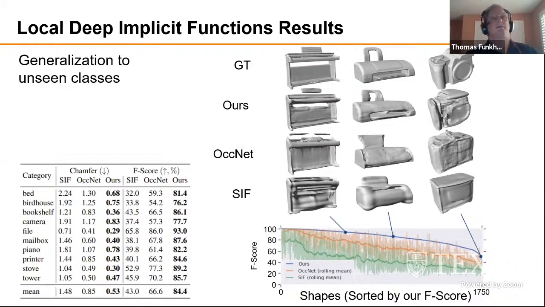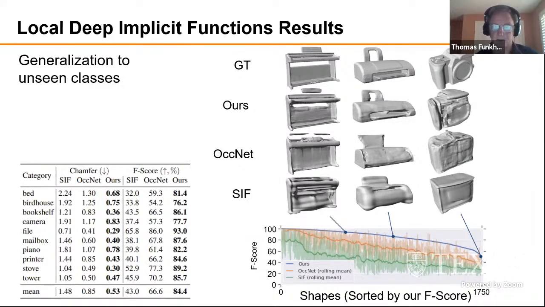One of the advantages of learning functions that are on local regions of shape is that it's possible to generalize to unseen classes. The deep network only has to reproduce the local shape within one Gaussian. And since local shapes are reused across many different object classes, it's more plausible that you'll get generalization to other object categories. So here's a result of an experiment where you train on the 13 classes in R2N2, and then you test on example shapes from other classes like birdhouse and bed and camera and so forth. The results on the right are displayed the same way.